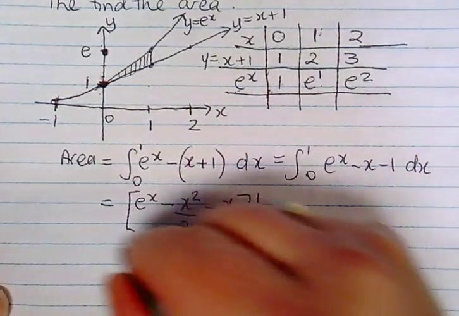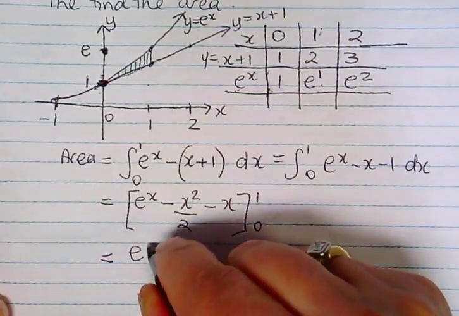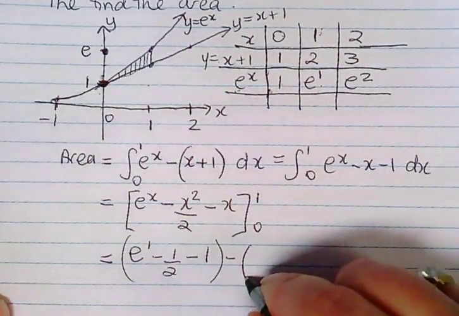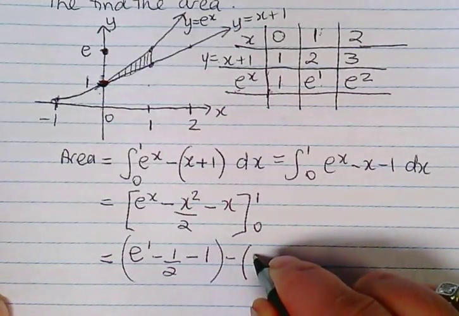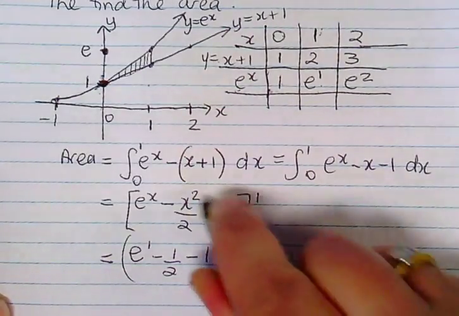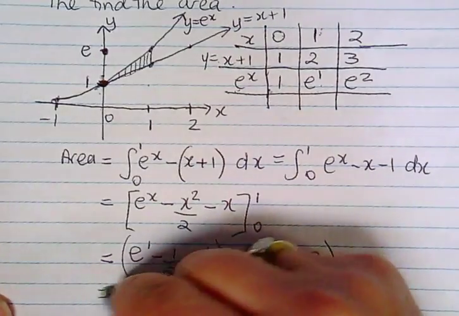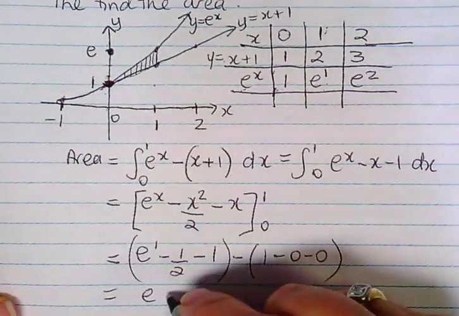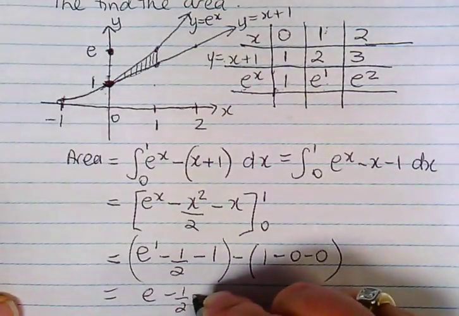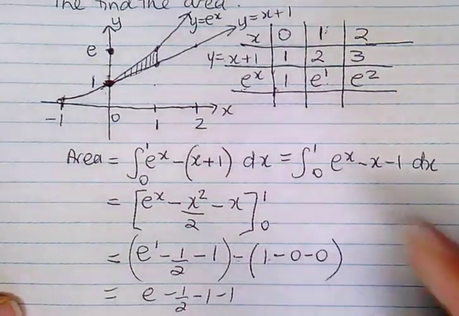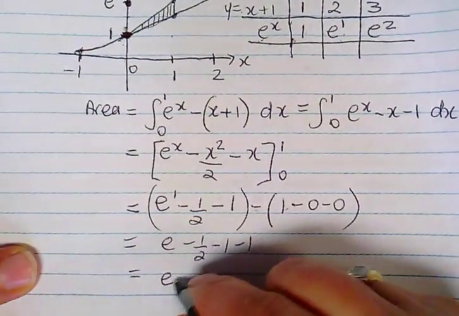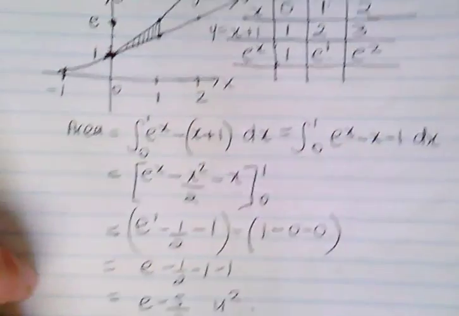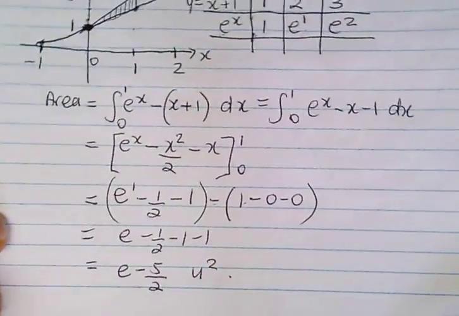And we substitute in our values of 1 and 0. So that gives us e to the 1 minus a half minus 1. Minus, substituting in 0, we get e to the 0 is 1 minus 0 here and 0 there. So it's e minus a half minus 1, minus 1 again. So it's minus 2.5, so it's e minus 5 on 2. That's the area, units squared. Okay.